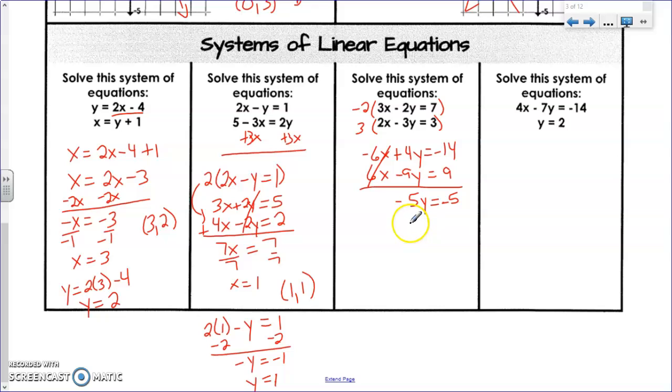Divide by negative 5. So y equals 1. Substitute that back into either function. So 3x minus 2 times 1 equals 7. So I'm going to add 2 to both sides here.